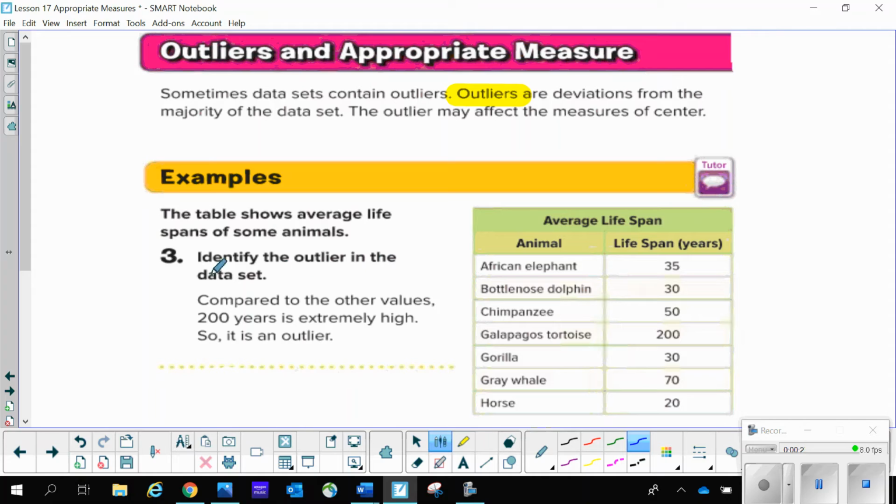So identify the outlier in the data set. So looking at these numbers, we have 35, 30, 50, 200, 30, 70, and 20. Now, 35, 20, 70 even are all fairly close together, but obviously this 200 stands out. So compared to the other values, 200 years is extremely high. So that's when we would consider it to be an outlier. Please pause the video and take note of what an outlier is, and also write down the example.